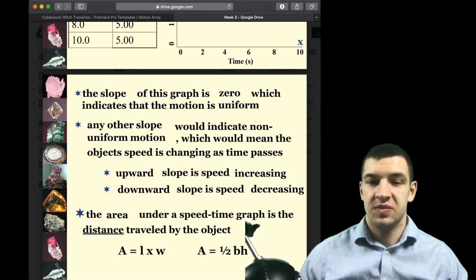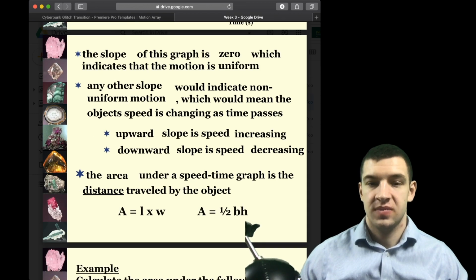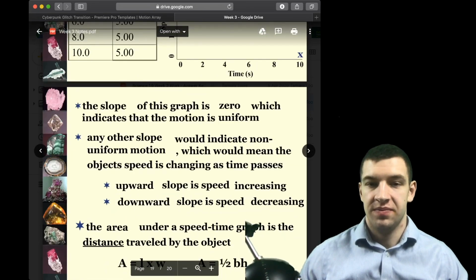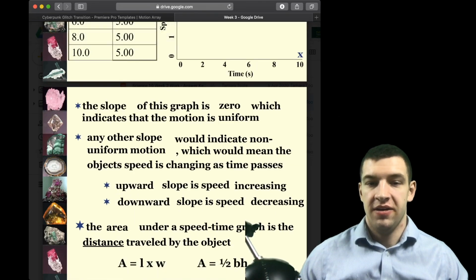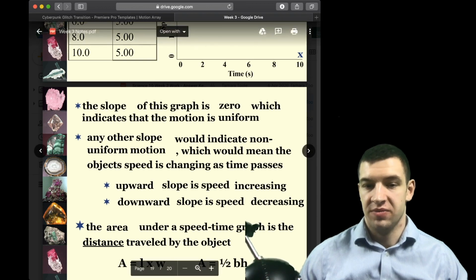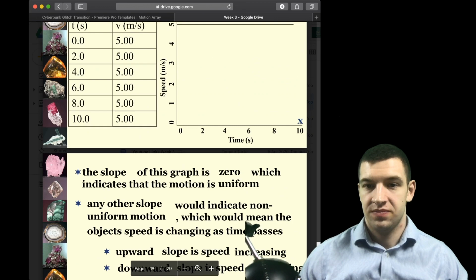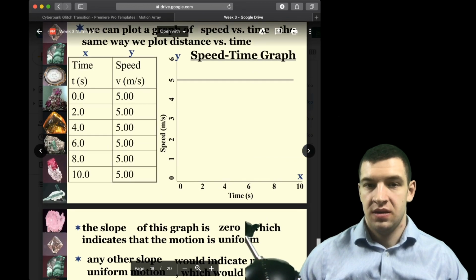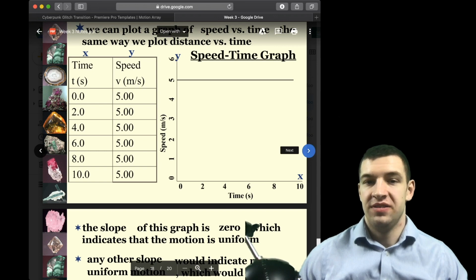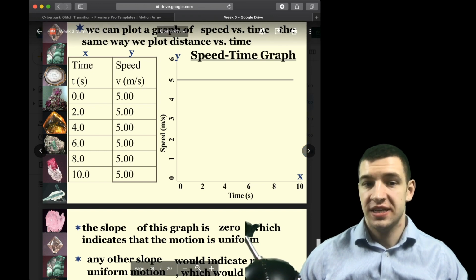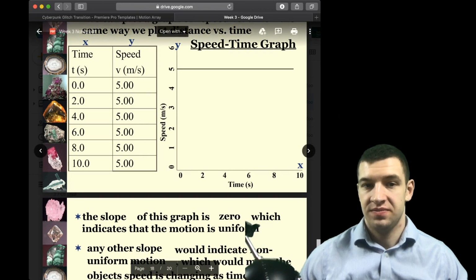The area under a speed time graph is the distance traveled by the object. So you could have it length times width or half base times height, either way. The area under the speed graph is the distance traveled by the object. So if you went 5 times 10, right? Length times width, then you would get 50 meters. Which makes sense because he was traveling 5 times 10.